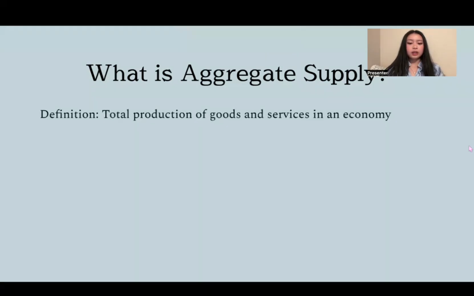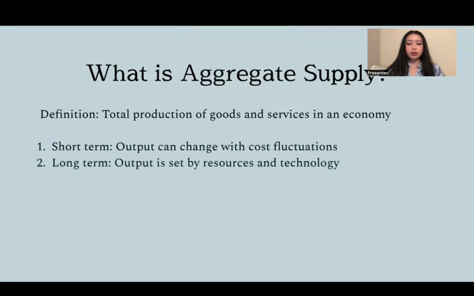What is aggregate supply? Aggregate supply represents all the goods and services produced in an economy. In the short run, production can change when prices change because companies will be willing to produce more for higher prices. In the long run, however, the economy's production is fixed by factors like the number of workers, machines, and available technology.